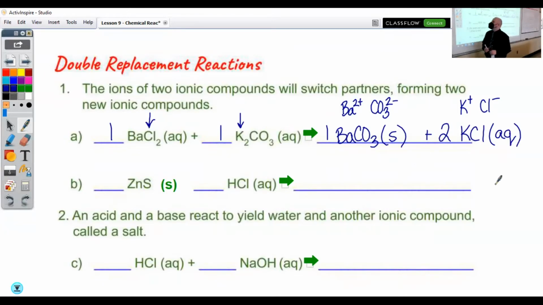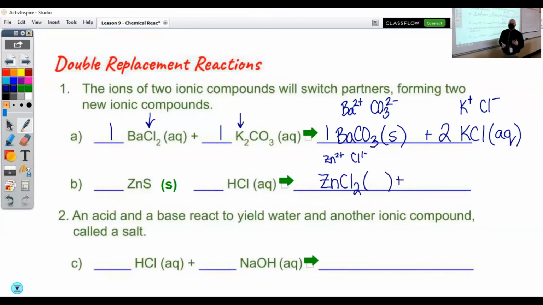Let's take a look at example B. In this case, we have zinc sulfide, which is a solid, reacting with hydrochloric acid, which is an aqueous solution. So when we get our products, remember, we're going to combine the outer parts and then the inners. So the outer parts are Zn and Cl. Now, the charge on Zn is 2+. You can find this on your common ion sheet. And the charge on Cl is 1-. So when they combine, they'll form ZnCl2.